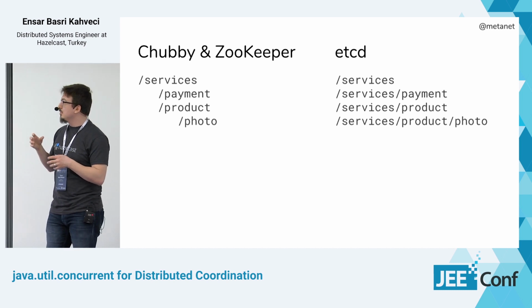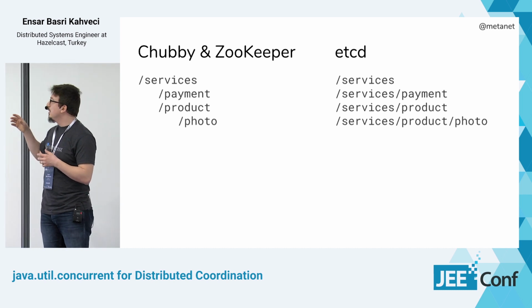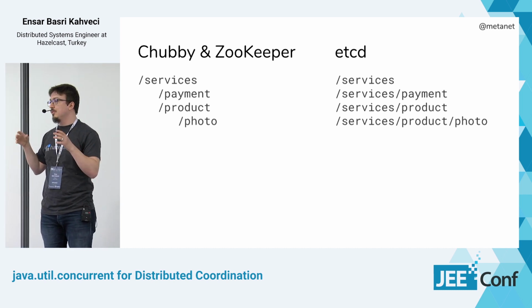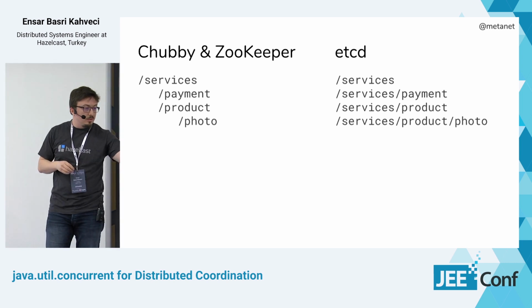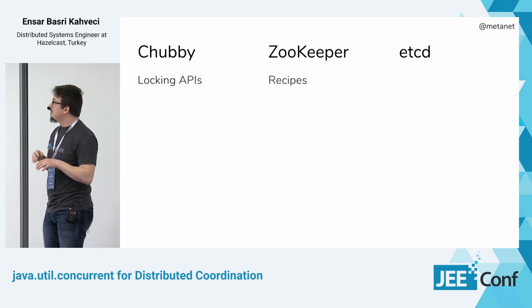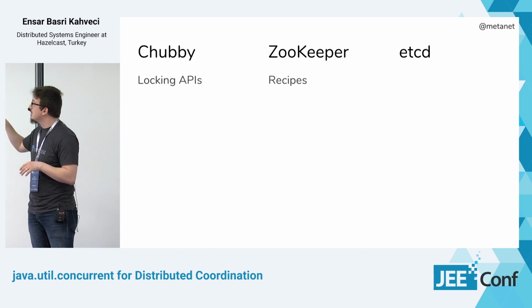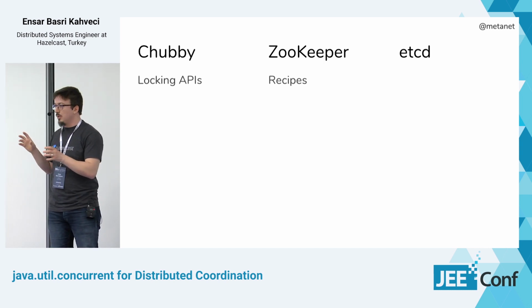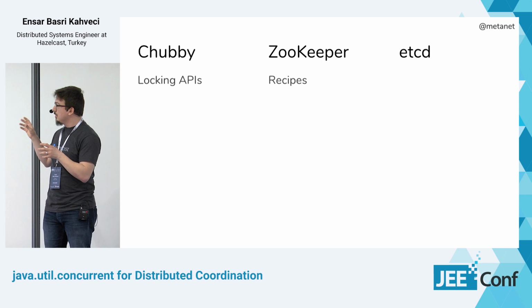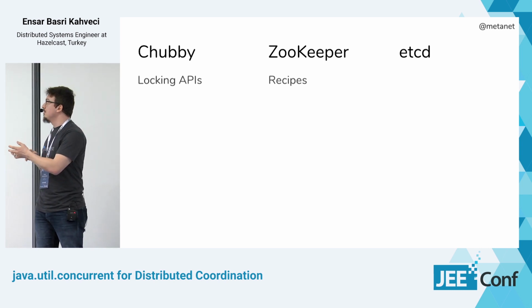On the other hand, in order to achieve better performance, etcd prefers to offer a flat and ordered key value store instead of a hierarchical system. And they built their high-level primitives on top of this file system API in different ways. For instance, Chubby offers locking APIs on files, so it is directly used as a distributed lock service. You can acquire locks on files.